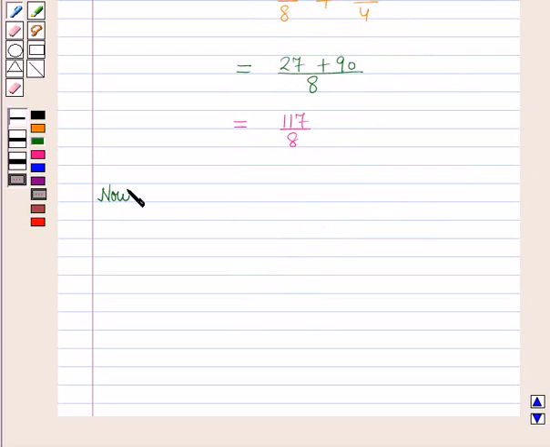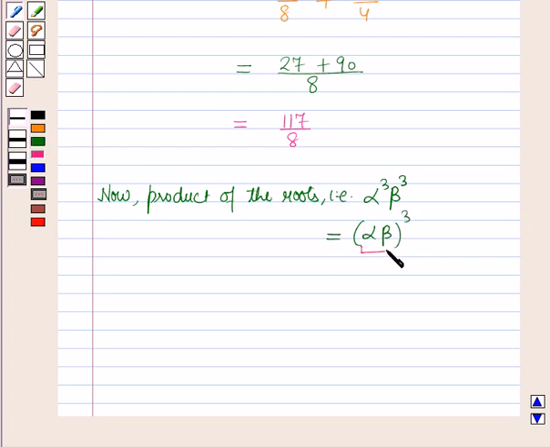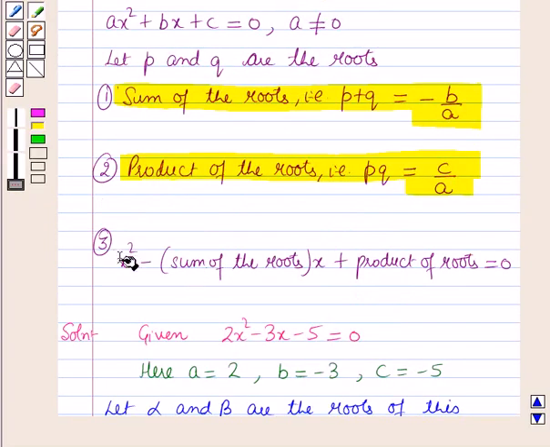Now, product of the roots, that is alpha cube into beta cube or alpha cube beta cube can be written as alpha beta whole cube. Now putting the value of alpha beta here, this will be equal to minus 5 by 2 whole cube, which is further equal to minus 5 by 2 whole cube is minus 125 by 8. Now if the roots of the equation are given, then we can form the equation by using this formula.